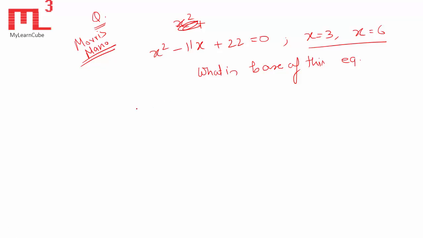Okay, so one thing: for any equation, if x is equal to 3 and x is equal to 6 are the roots, then definitely I can write this equation equivalent to this. This is simple mathematics. If these are the roots, then I can write the equation like this. Simple way. That means x squared.